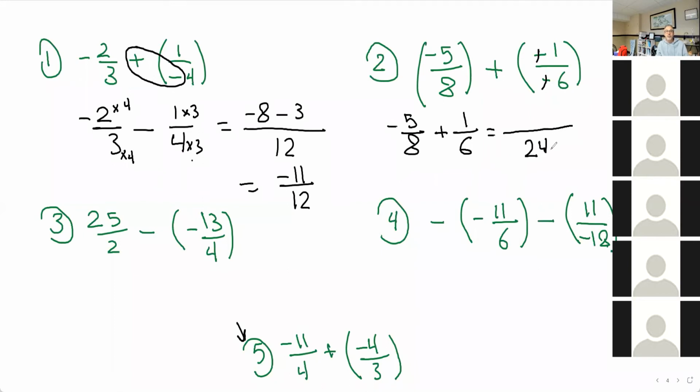Okay. So if 24 is my common denominator, then I know I have to multiply the 8 by 3, and I do the same thing to the negative 5. And then to make this 24, I multiply this by 4, and I do the same thing to the top. And therefore now negative 5 times 3 is negative 15, plus 1 times 4 is 4. Yeah. And now negative 15 plus 4 is negative 11 over 24. So that's the answer. Okay.